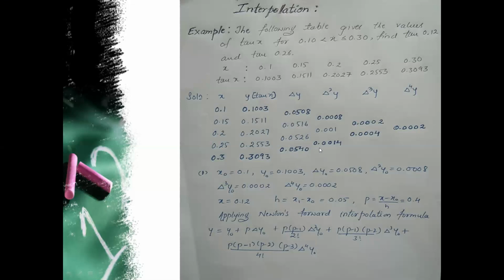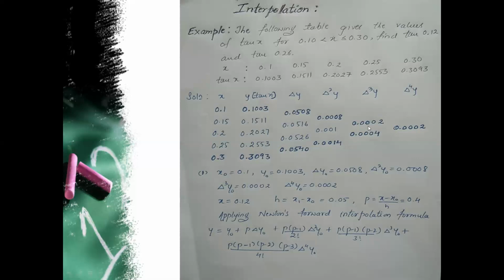Next we'll go for the second differences, which are the differences of these first differences. 0.0516 minus 0.0508, we have this value 0.0008. Then the next value, 0.0526 minus 0.0516, is 0.001, and again 0.054 minus 0.0526, we get 0.0014. Now these are the second differences.